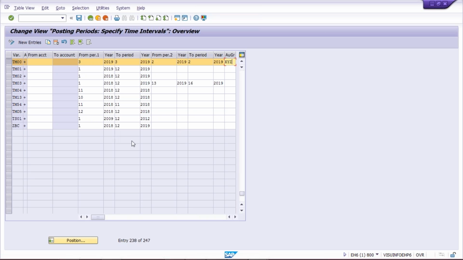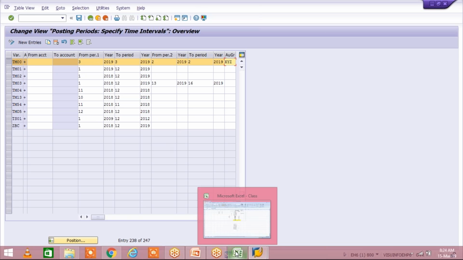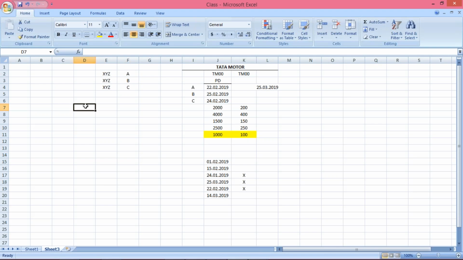I told you guys why we are going to create the posting period as a variant. What do you mean by variant, right? So I'll tell you guys, variant means a reusable configuration, or a reusable setup. So we have created the posting period as a variant. It means it is a reusable configuration, so it can be used by other company codes also.